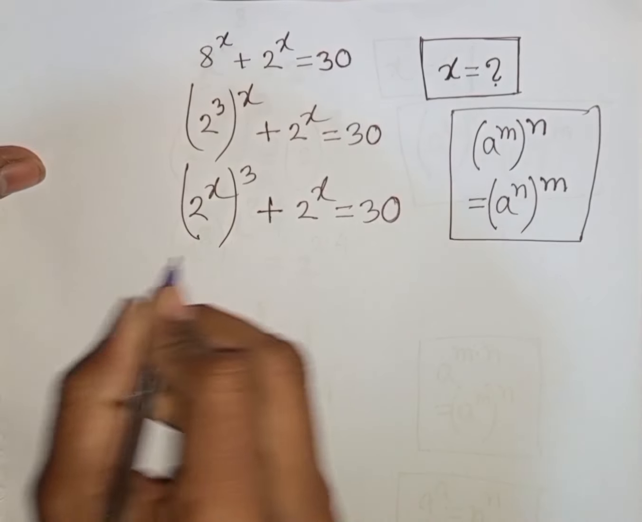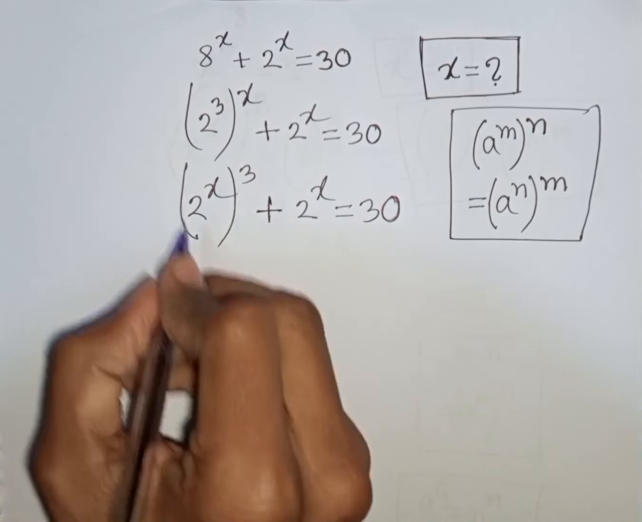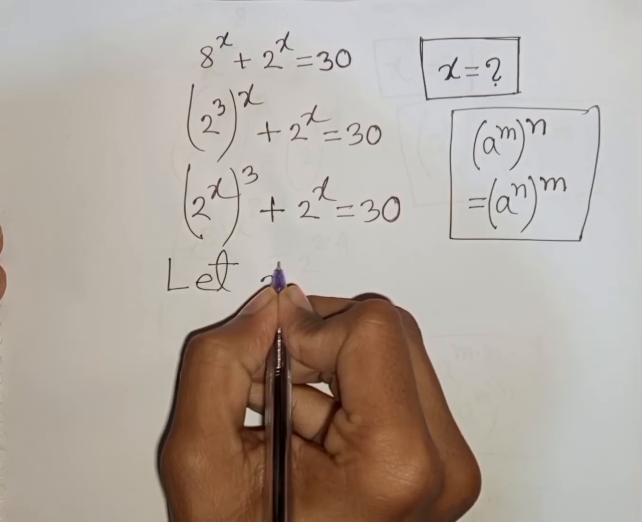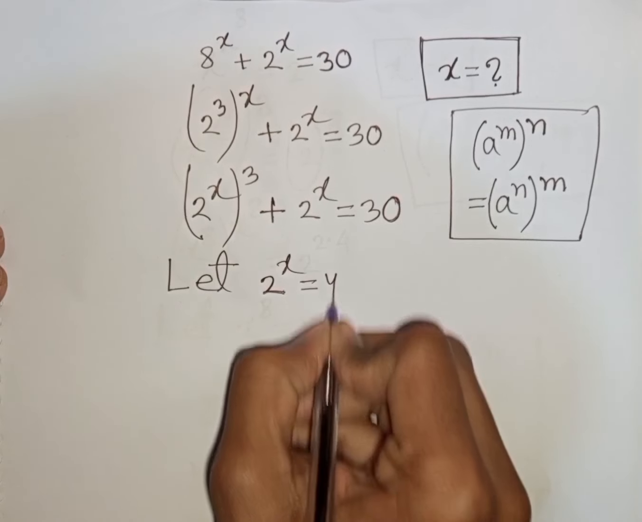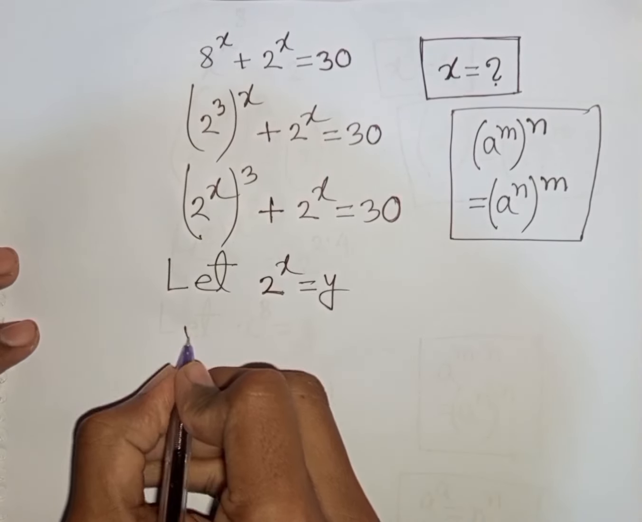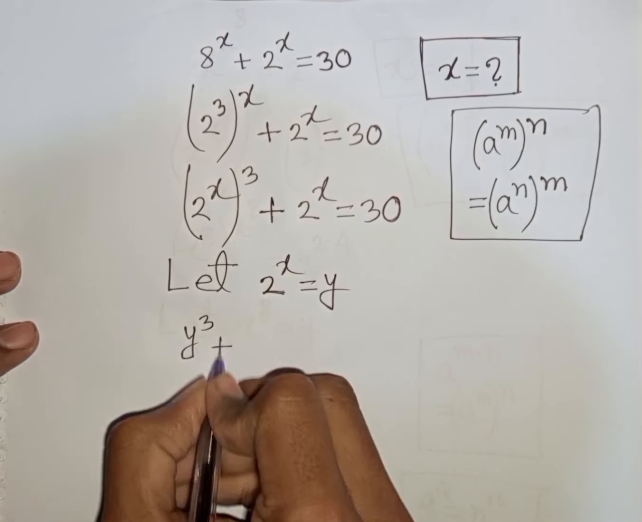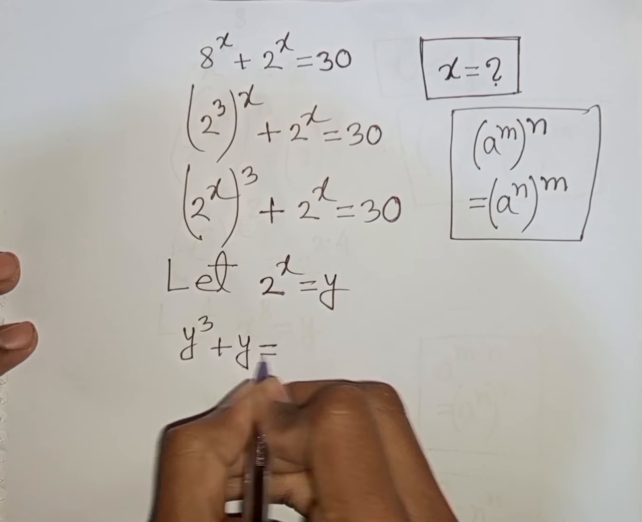Now we see 2 power x, both terms are the same. So let 2 power x be substituted by y. So our equation will be y cube plus y is equal to 30.